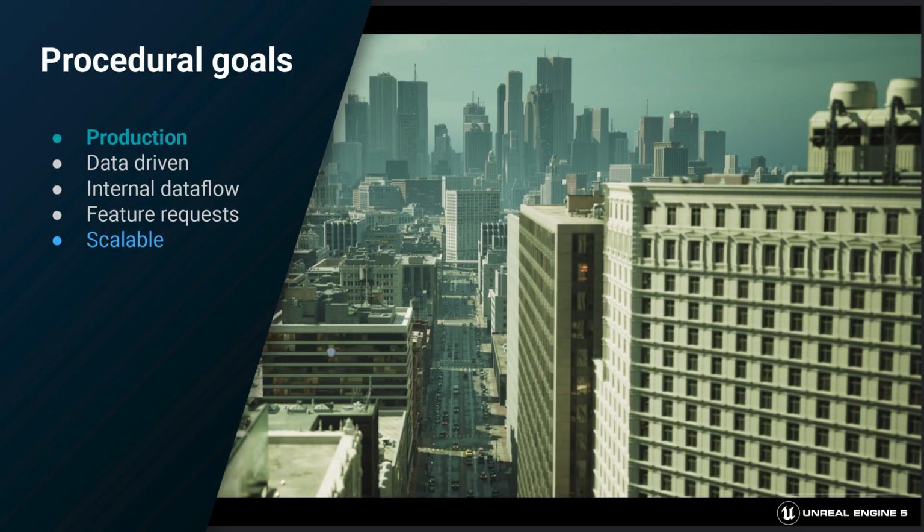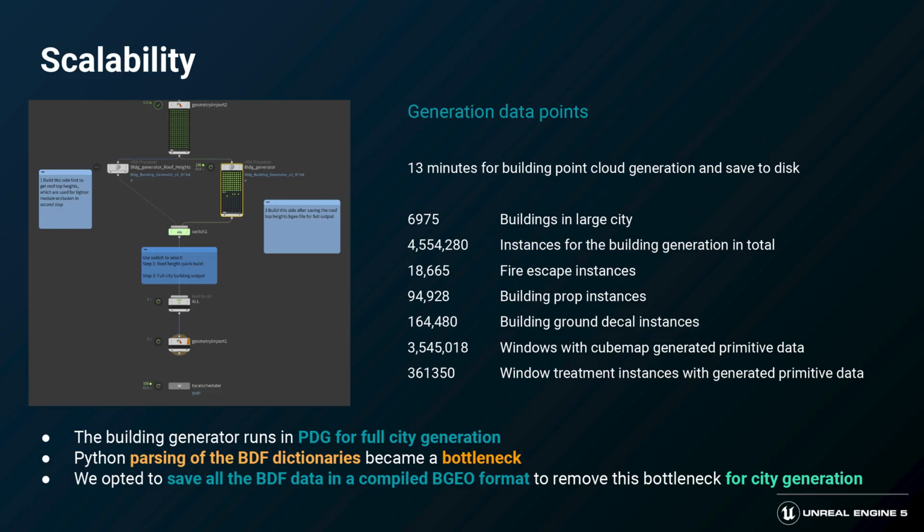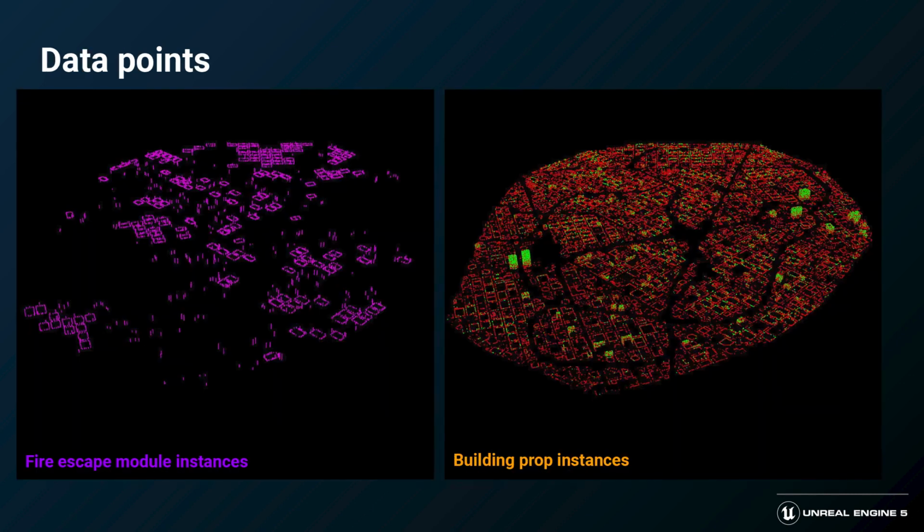The building generator needed to be scalable due to the sheer amount of data it was generating. Almost 7,000 buildings with props, module occlusion, window treatments, window cube maps, ground decals, and roof geometry. This all generates in 13 minutes using PDG on a single X3990 Threadripper PC. Some data sets from the large city generation.